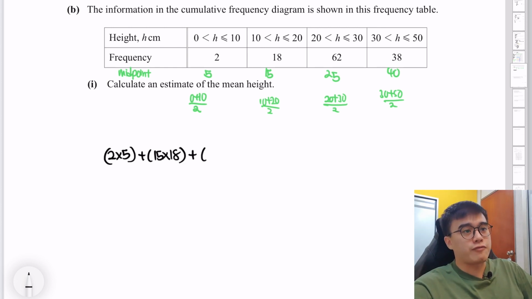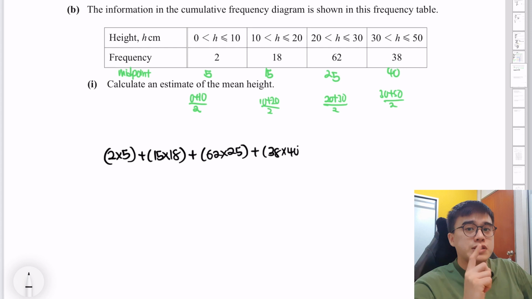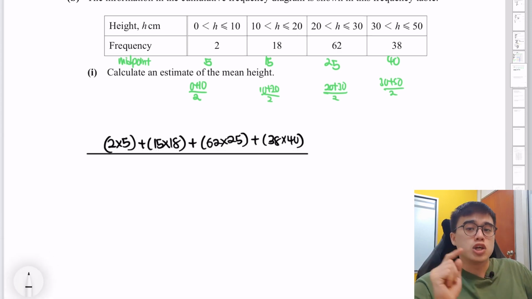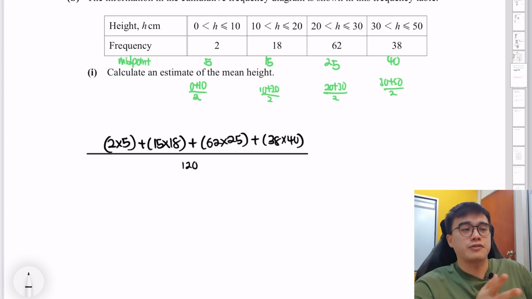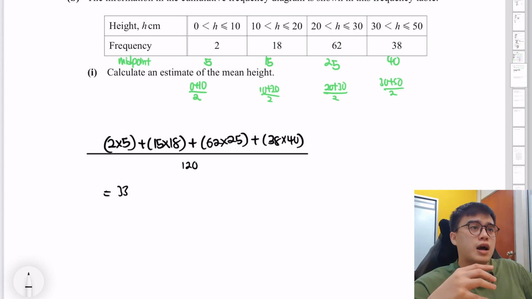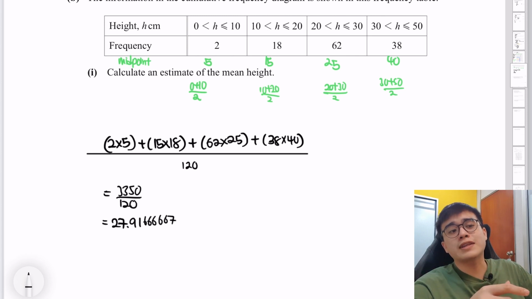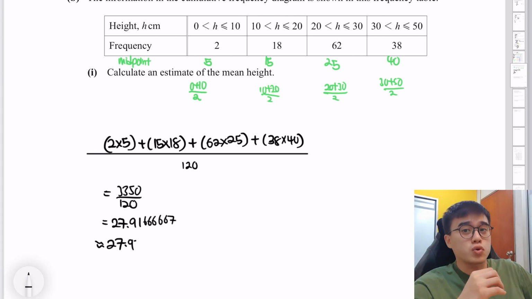Multiply the midpoint and frequency, add them all together and divide by 120. So this 120 is the value that I circled at the start. So always make it a practice, then you don't have to calculate the cumulative frequency to find the total. After calculating, I will leave the result as 27.92. If you want to write it as 27.9, it is also acceptable.